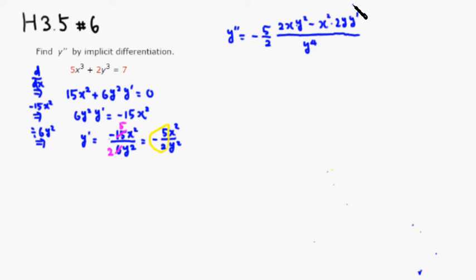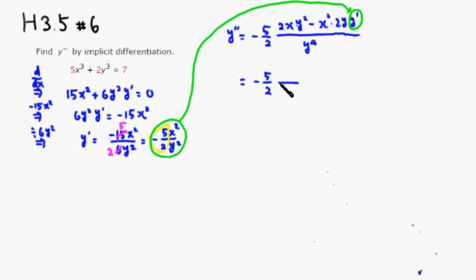Alright, so we need to put this guy right in here. Alright, so let's go ahead and do that. So we're going to get negative 5 over 2. Then you have y to the 4th, 2xy squared minus 2x squared y, and y prime is negative 5 over 2 x squared y squared.